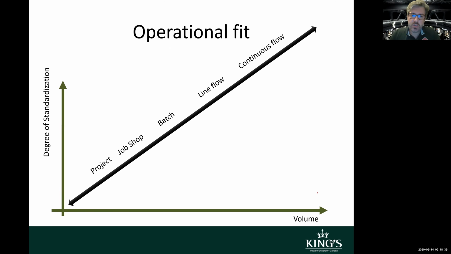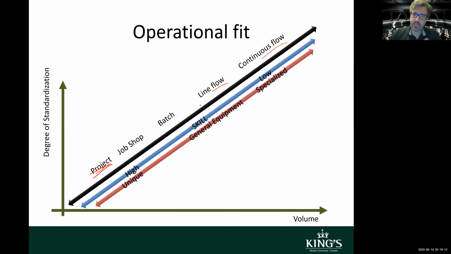So you have on the x-axis your volume, and on the y-axis the degree of standardization within your process. So very unique processes. We usually call them project. They have a timestamp. They have an expiry date, if you want to call it so. Or on the other way, you have continuous flow and line flow, long assembly lines, high volume with low differentiation.